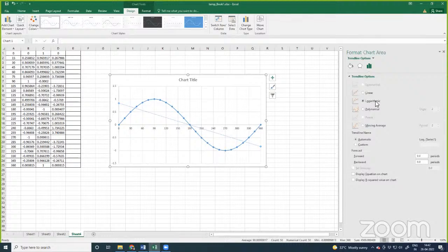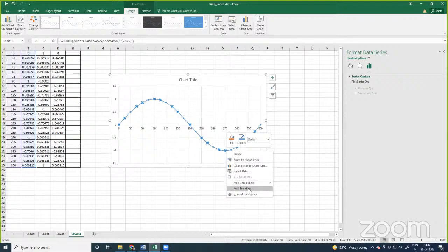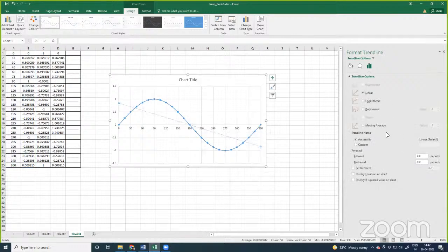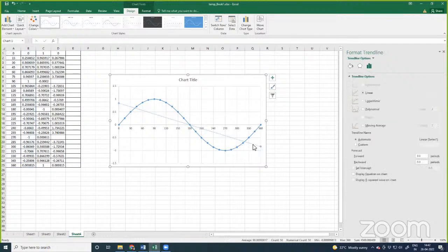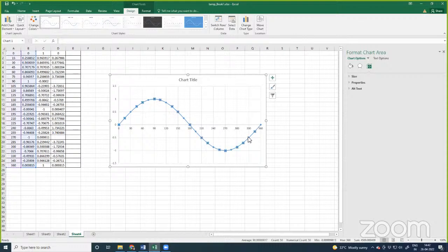If it is logarithmic, no chance of the logarithmic. The function does not follow the logarithmic. Then maybe moving average is fine. Display equation on chart, fine. This is for the linear. It should not be linear. It should not be of that kind. Without that, you erase it. This should not be there. We'll go with the sine.